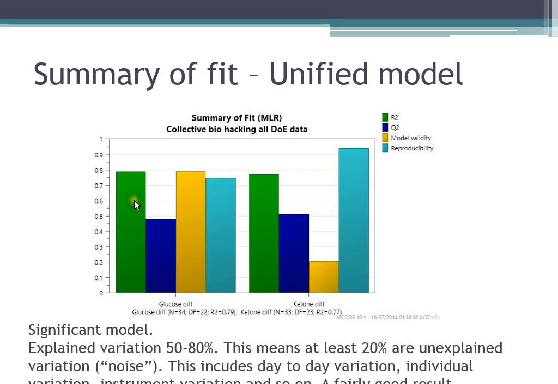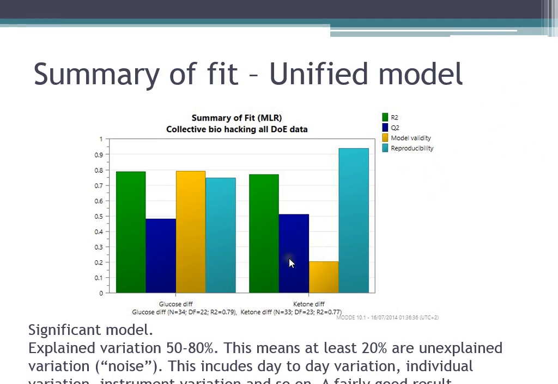So what does this mean? For instance, if you have an R-square of 0.8, that means that 80% of the variation in glucose here is explained by the model. 20% is unexplained, basically noise, day-to-day variation, but also between-individual variation, because we have 2 individuals here. And that's very good, actually. Very good numbers. And the same for the ketones, also in the area of 80%.